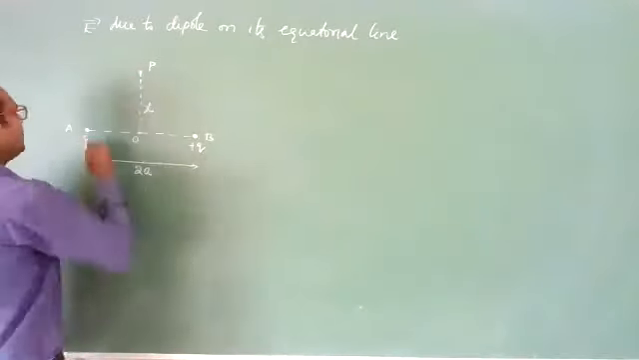It will form a right angle triangle, and this total distance will become under root of a square plus x square. Pythagoras theorem I am applying. Let us suppose this distance is r. Then what will be r? r will be under root of a square plus x square. Are you getting?